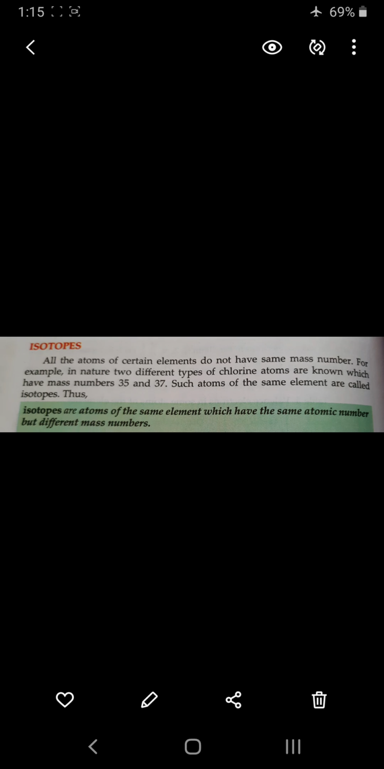Hello students, today we are going to revise the topic isotopes and isobars. What are isotopes? Isotopes are atoms of the same element which have the same atomic number but different mass number.